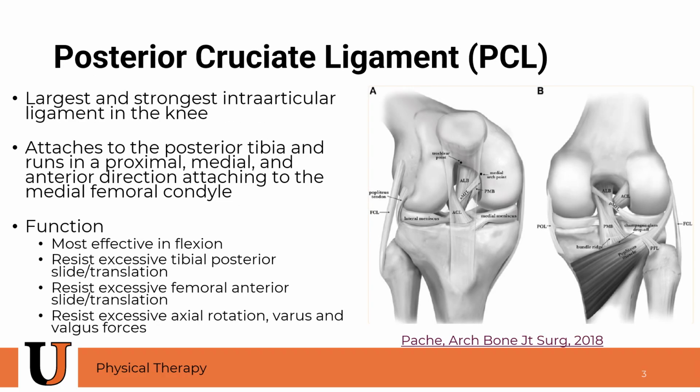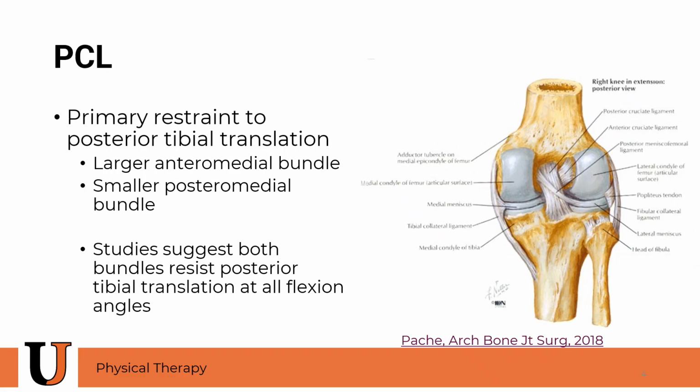So first off, what is the PCL? It's the largest and strongest intra-articular ligament of the knee, so larger and stronger than the ACL. It attaches to the posterior tibia and runs in a proximal, medial, and anterior direction, attaching to the medial femoral condyle. It is most active in flexion, and it resists tibial posterior translation, femoral anterior translation, and excessive axial rotation, varus, and valgus forces. The primary restraint to posterior tibial translation is the PCL.